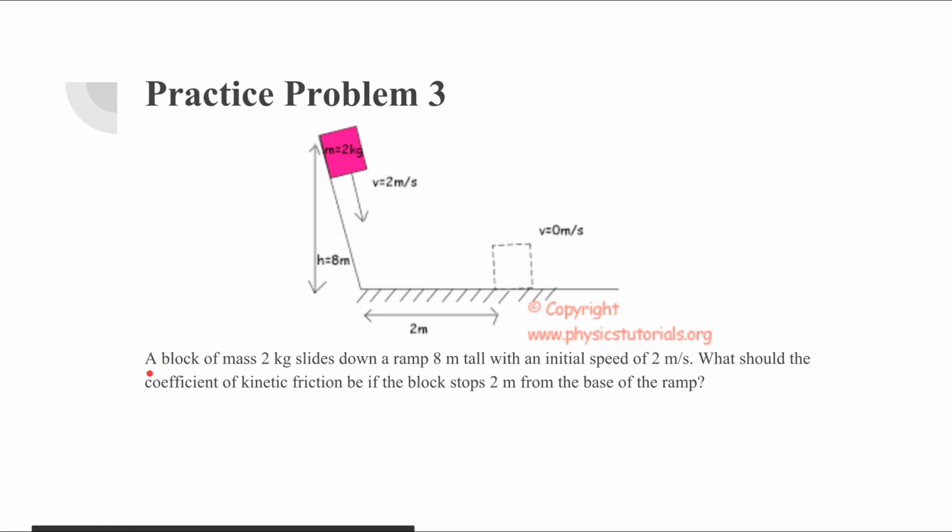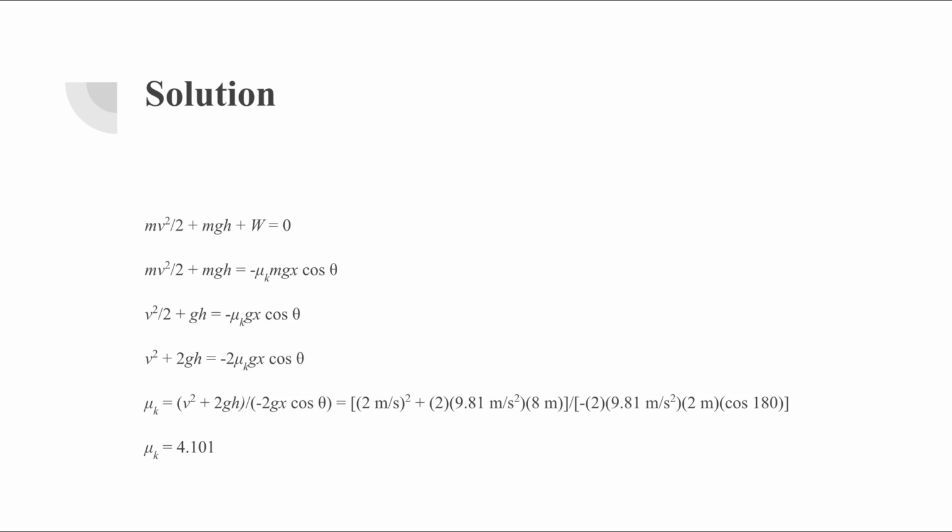If a block of mass 2 kilograms slides down a ramp 8 meters tall with an initial speed of 2 meters per second, what should you make the coefficient of kinetic friction between the floor and the block? So what should the coefficient of kinetic friction be if the block stops 2 meters from the base of the ramp? All right, so this is different because we have some external work.